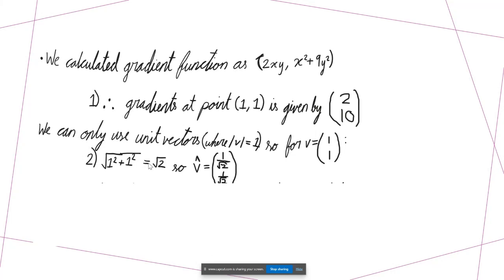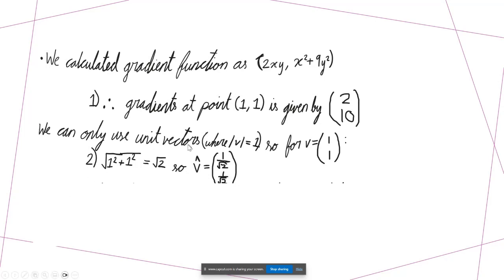Right, okay, so now we have a gradient at the point, and we also have a vector for the direction we want the gradient in. So what is the final step we need to do to calculate the directional derivative? Anyone? Are we not too confident with directional derivatives right now? No?